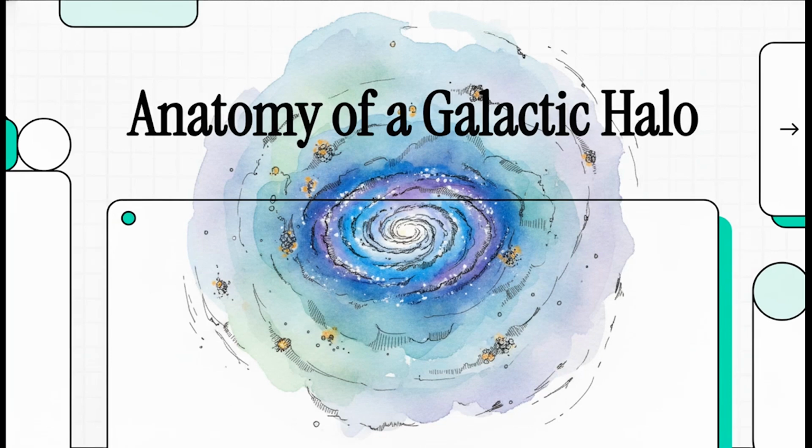Welcome back. When we look at a galaxy, our eyes are naturally drawn straight to that bright, swirling disk of light right at the center. But the space surrounding that visible disk, it is far from empty. It's actually this colossal, multi-layered environment that we call a galactic halo. So today, we're going to break down the precise anatomy of this incredibly complex cosmic structure.